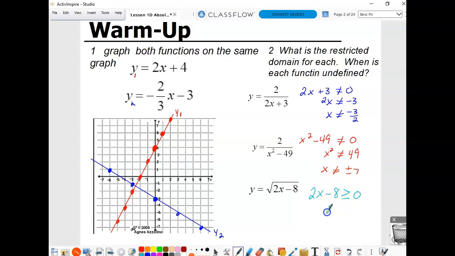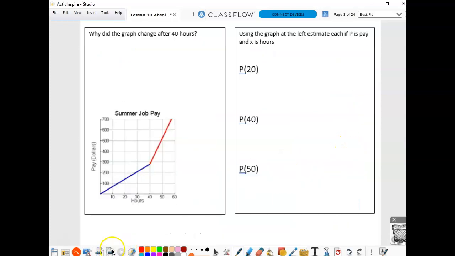Add 8 to both sides, so 2x needs to be greater than or equal to 8. Notice as I'm doing all of these, I'm recopying the sign I started with. Divide both sides by 2, so x has to be greater than or equal to 4. Anything smaller than 4 would cause the value under this radical sign to be negative, which we cannot, as of right now, do. Okay, so let's look at the bottom two boxes.